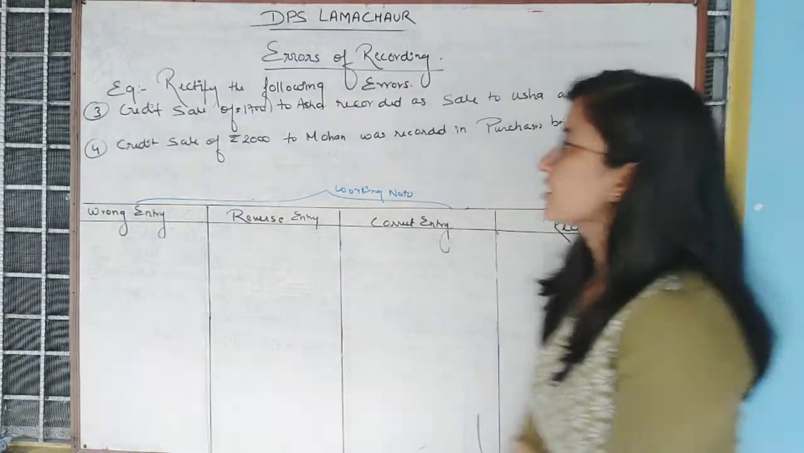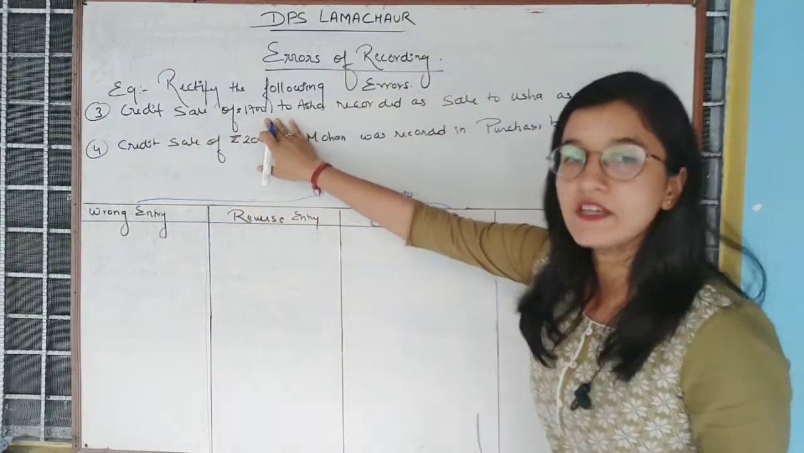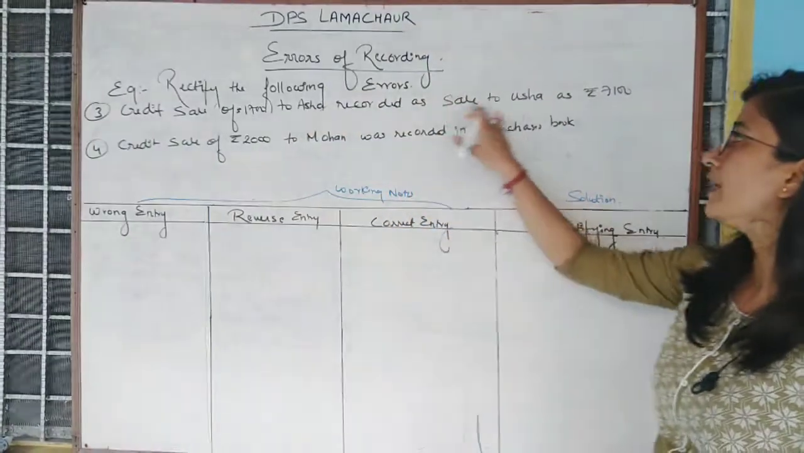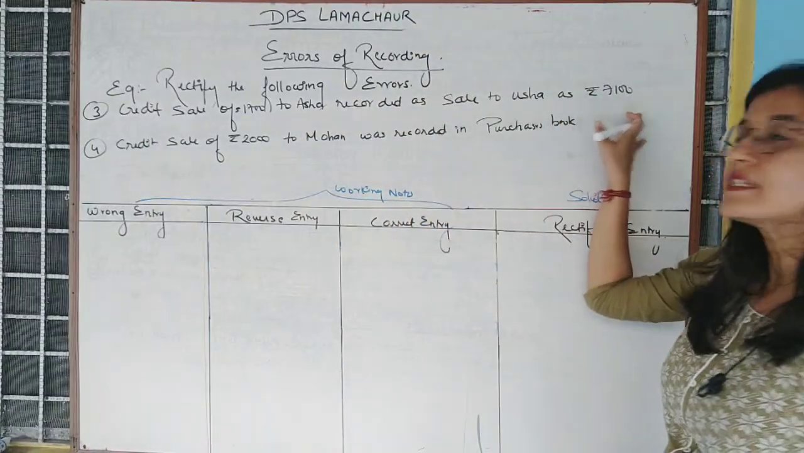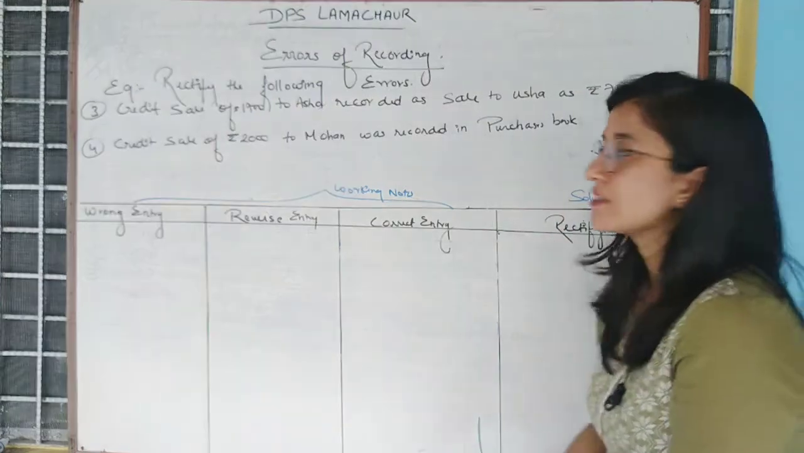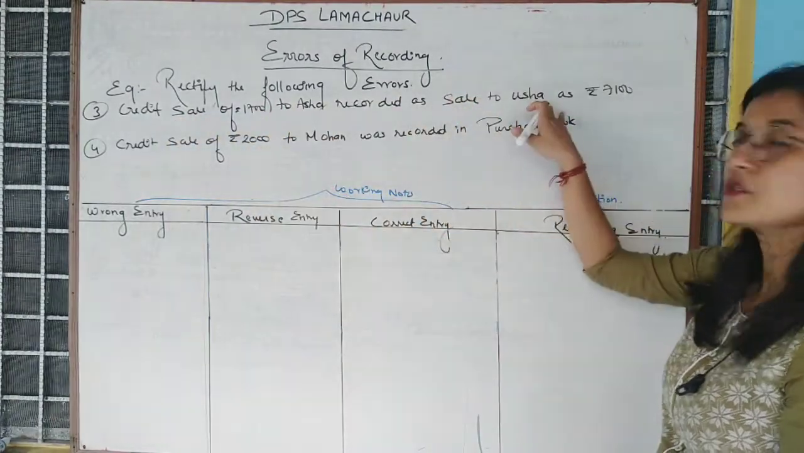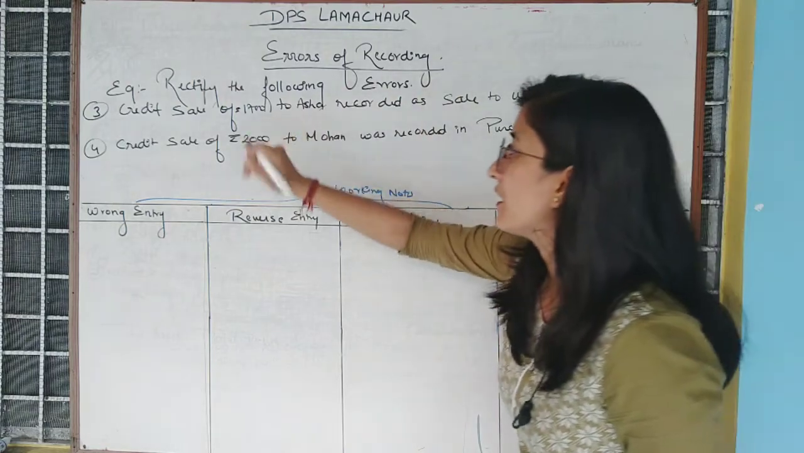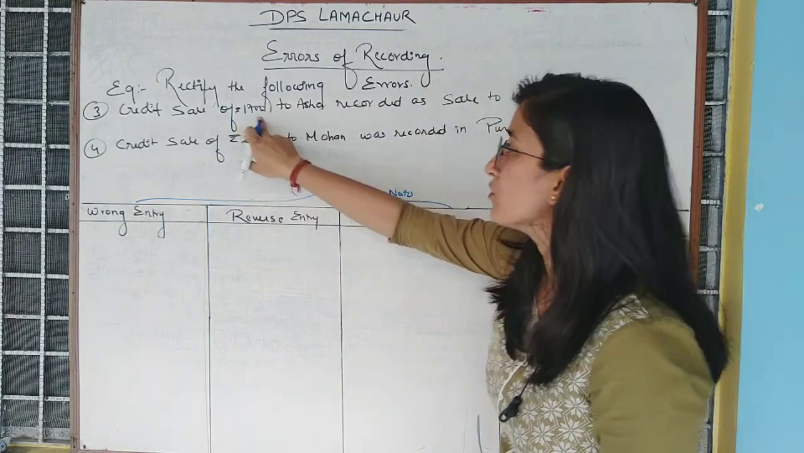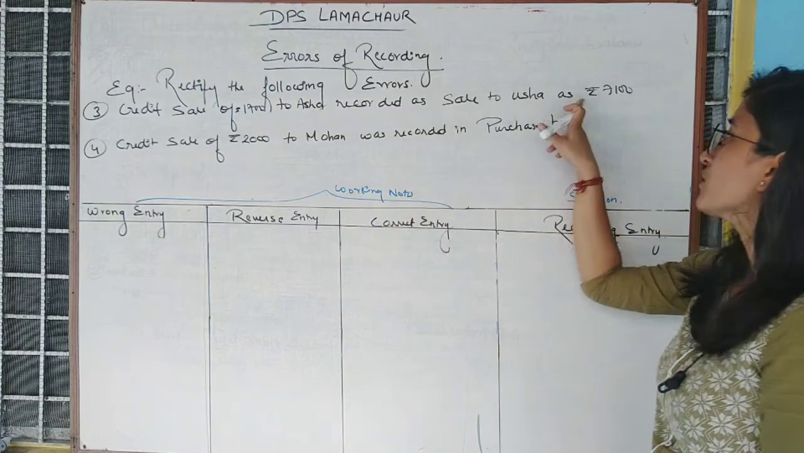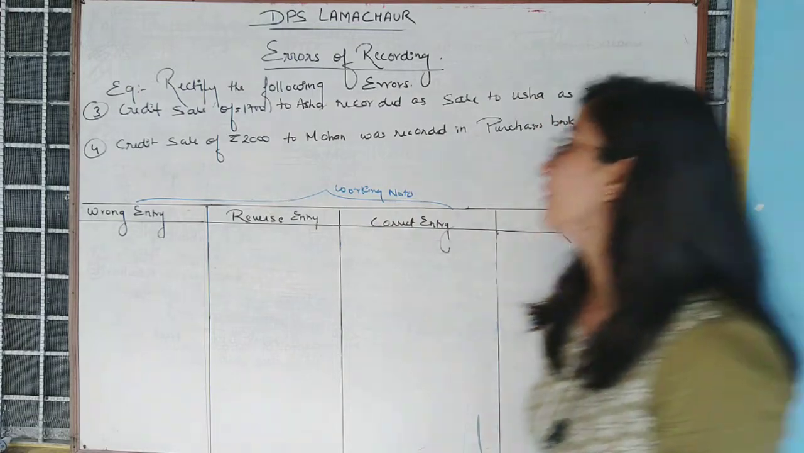Next transaction is credit sale of rupees 1700 to Asha, recorded as sale to Usha as 1700. So in this transaction, sale which was made to Asha is recorded as sale made to Usha. And the second error is of amount. Sale was of rupees 1700, but it was wrongly recorded as 7100.